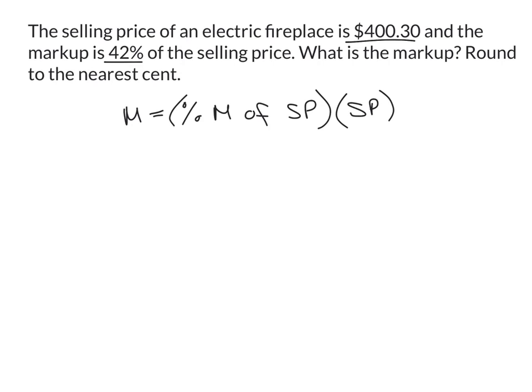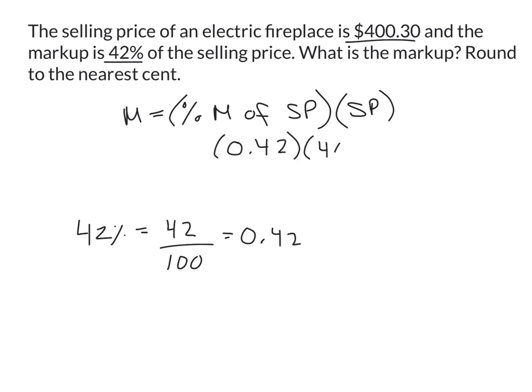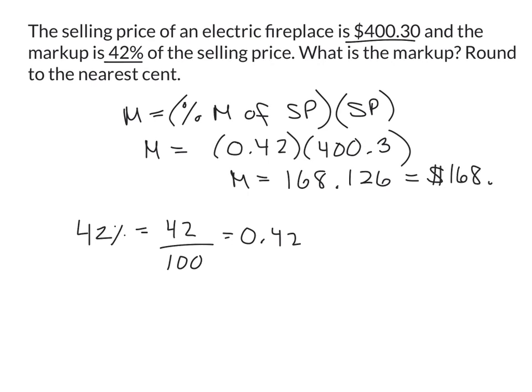So first, we want to convert the percent of markup to a decimal. So 42% is 42 divided by 100, which gives us a value of 0.42. So we'll take 0.42 and multiply it to the selling price, which is 430. And when we multiply those two values together, we get a markup of 168.126, and we want to round to 2 decimal places, or the nearest cent. So our final answer is $168.13.